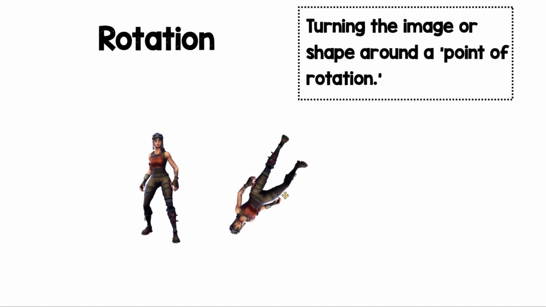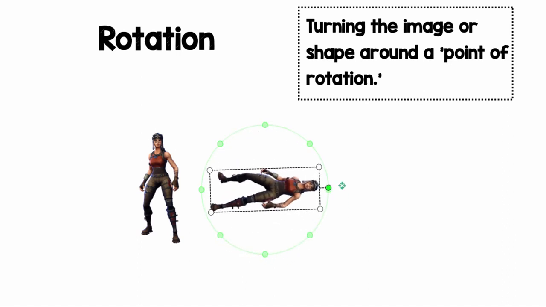Now, the images are congruent. So we talked about that word congruent. They're exactly the same shape, same everything. I just turned it around a certain point. So I could rotate this image all around. That is rotation.